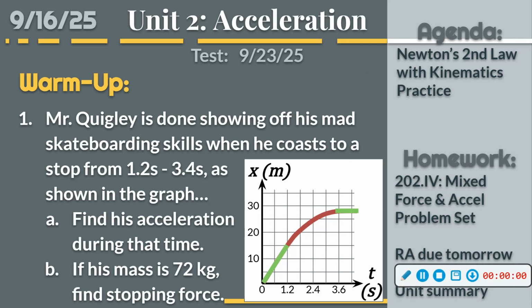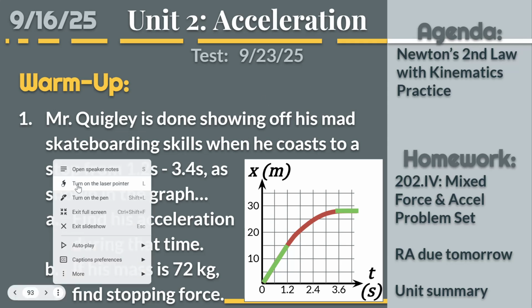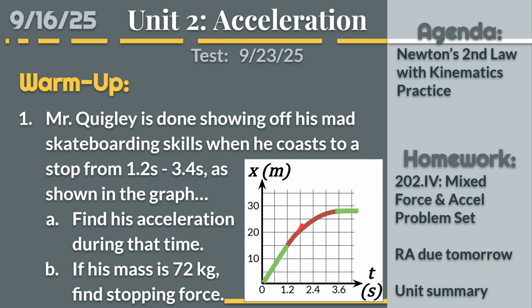Today's warm-up question says, Mr. Quigley is done showing off his mad skateboarding skills when he coasts to a stop from 1.2 seconds to 3.4 seconds as shown in the graph. So if you take a look at the graph here, there is a section that is red in color between those times, 1.2 and 3.4 seconds, and that's where the acceleration is happening, and I know that because it's a curve. The rest of the stuff on the graph is straight lines, so there's not acceleration except for that one little section where he coasts to a stop.